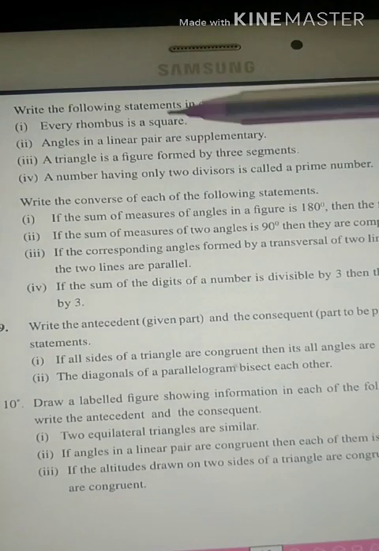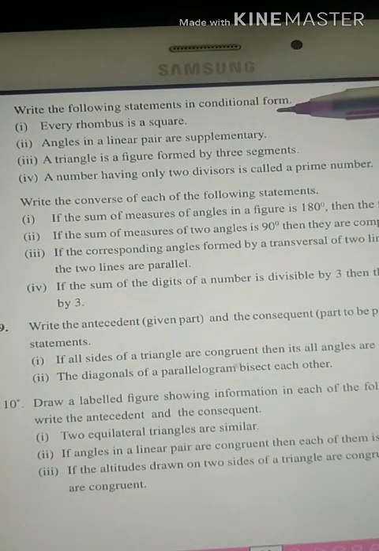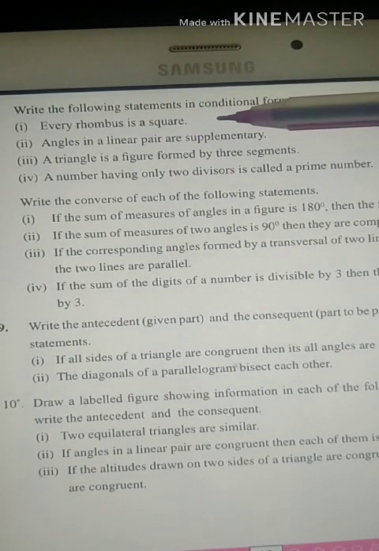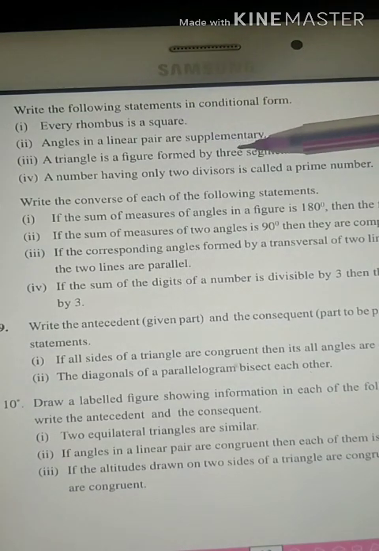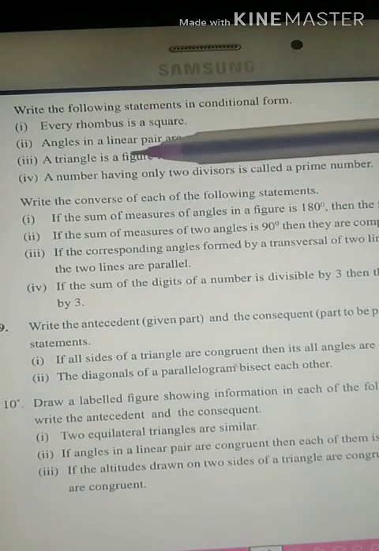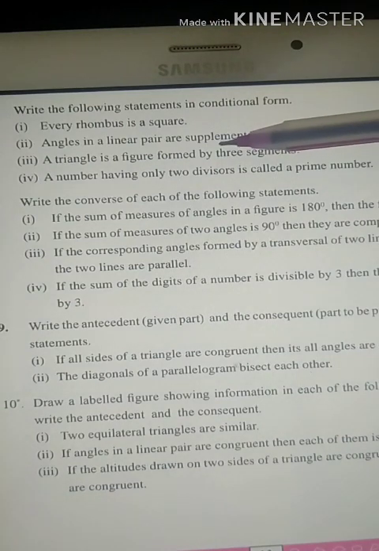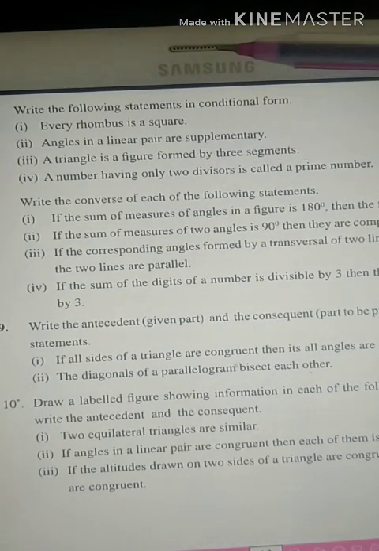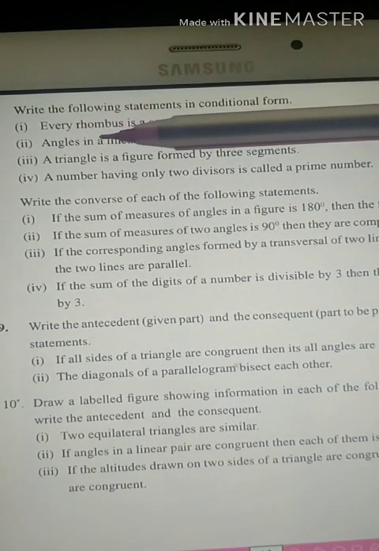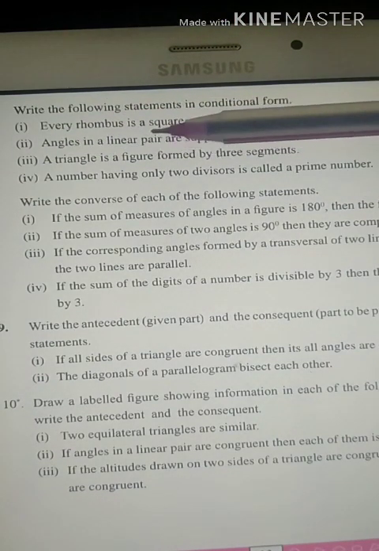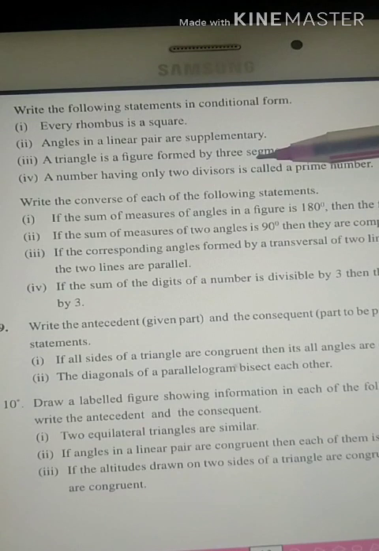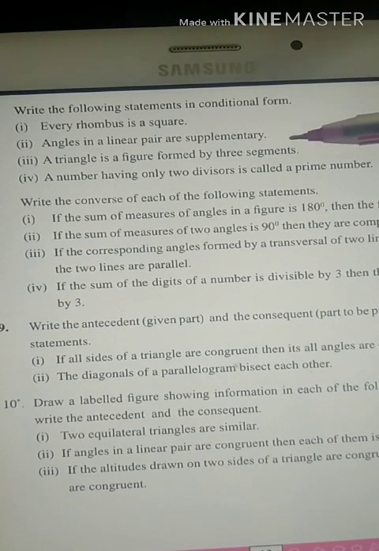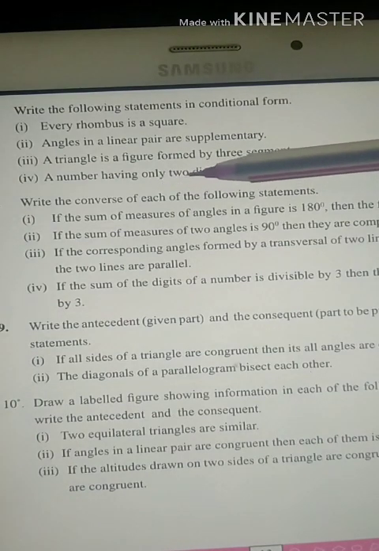Then the second one. Angles in a linear pair are supplementary. Supplementary means 180. Angles in a linear pair, when you add them, make 180 degrees. How will you form the if and then form? I'll give you some time. Frame it in your mind. If the angles are in a linear pair, then they are supplementary. It was very simple. Now the third question.